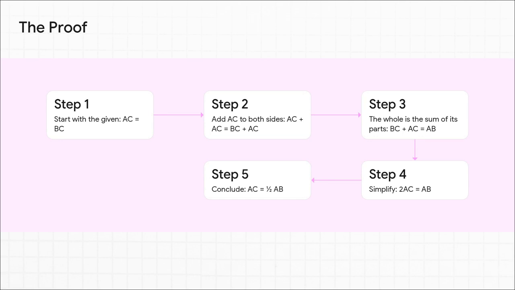We start with the one fact we know for sure. AC equals BC. Simple enough? Now, we use another axiom. If you add the same thing to 2 equal things, they stay equal. So let's add the length of AC to both sides. On the left side, we now have 2 ACs, and on the right, well, BC plus AC is just the whole line AB. So now we have 2AC equals AB. Do a tiny bit of algebra and boom, AC is half of AB. Case closed. Beautiful, isn't it?